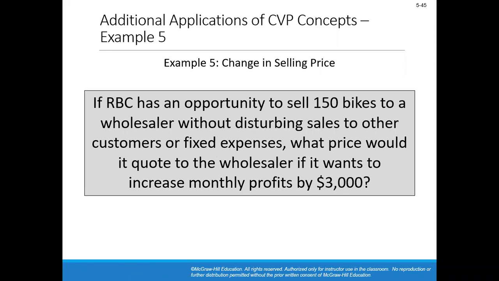But we have a purpose. Our purpose is that we would like to increase monthly profit by 3,000 by selling the 150 bikes to the wholesaler. So you see, what is the question? What price would it quote to the wholesaler if it wants to increase the monthly profit by 3,000? Can you recall what the variable expense is in our base case?